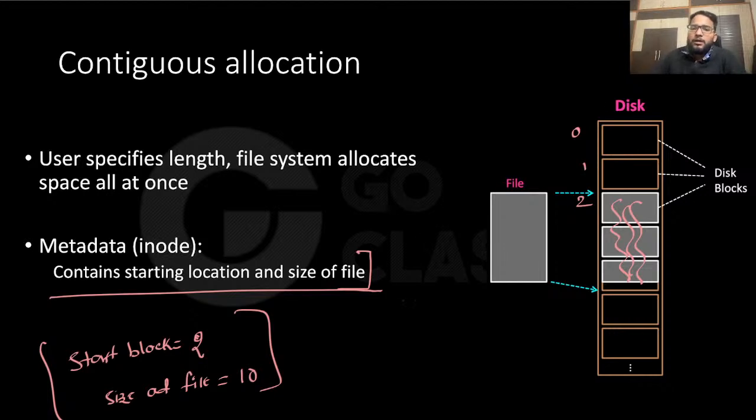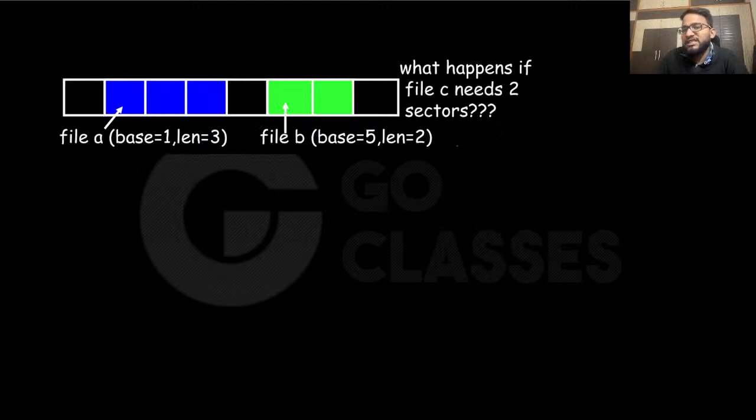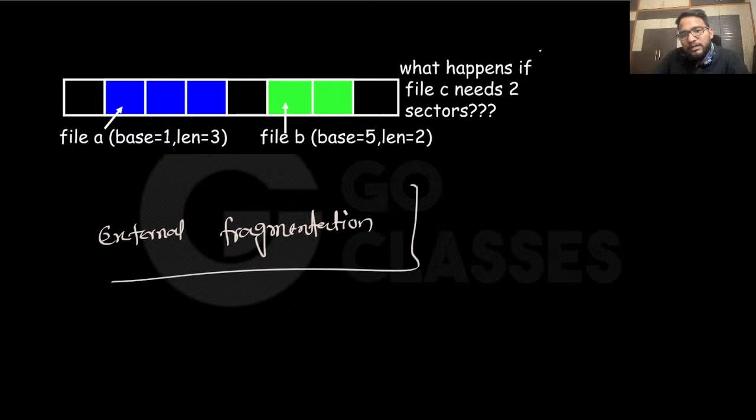Okay. So see here, it will have a base, and this length is 3, and similarly for this one. And what is the disadvantage of this? Definitely the disadvantage is that it leads to external fragmentation. So if some file C needs just 2 or 3 sectors, I cannot allocate it. That's why it is called external fragmentation. Let me know if that is fine to everyone.